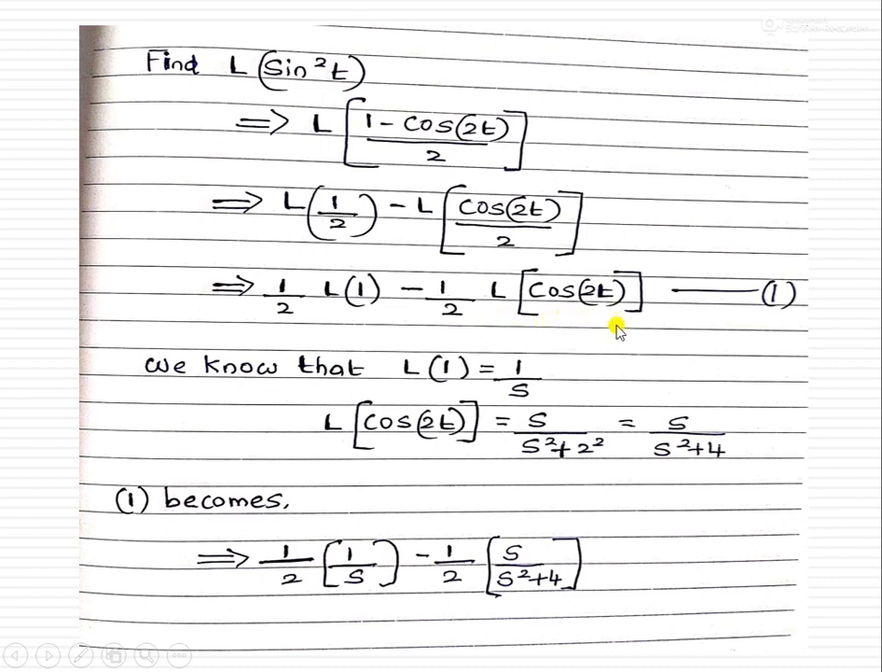of cos 2t. We know that L of 1 can be written as 1 by s, and L of cos at can be written as s by s squared plus a squared. Here a is 2, that is s by s squared plus 2 squared, that is s by s squared plus 4. By putting these values in equation 1 it can be written as half into 1 by s minus half into s by s squared plus 4.